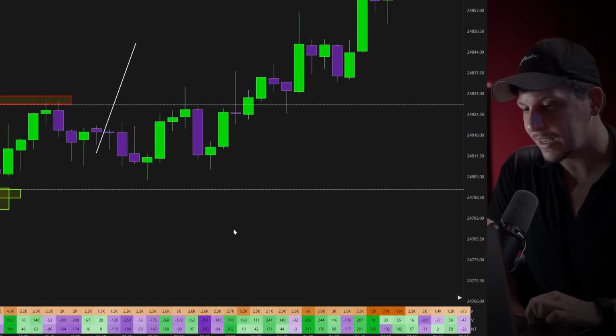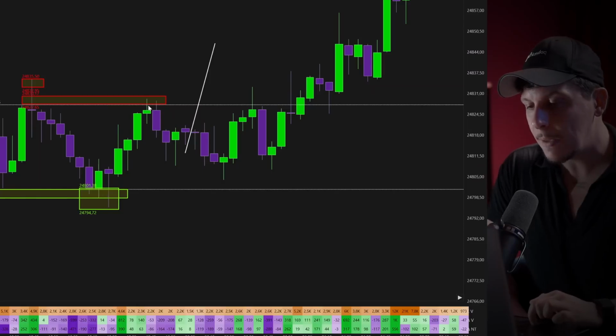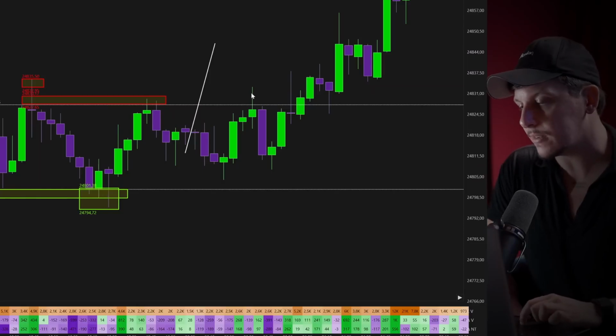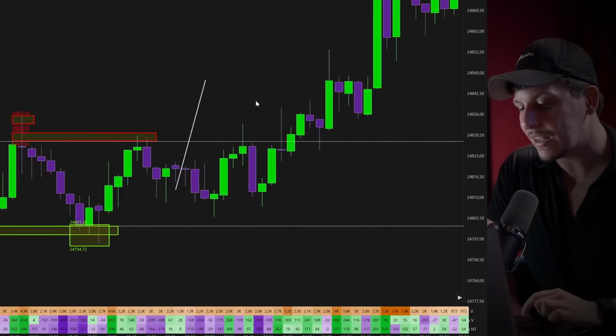What the market does is that it doesn't come to visit again this area that got already protected. You see sellers try to protect the level, but then the price skyrockets. And this is the actual price action that we have at the moment.